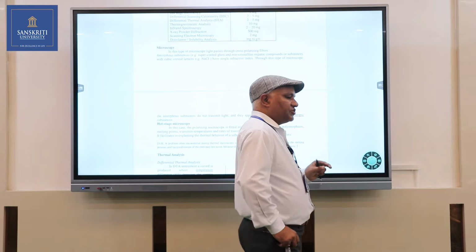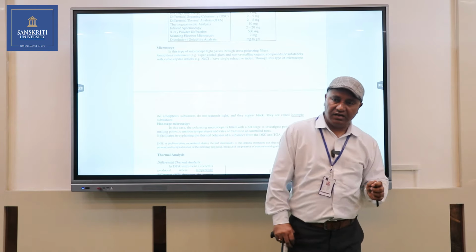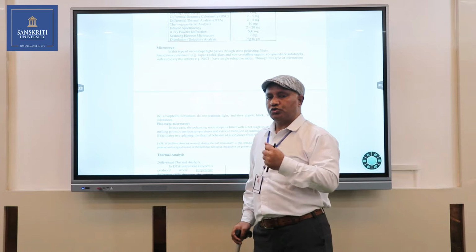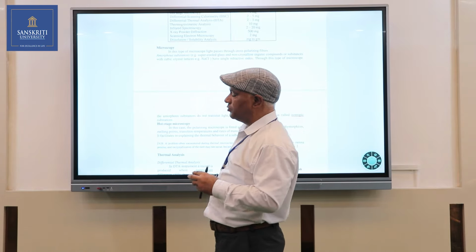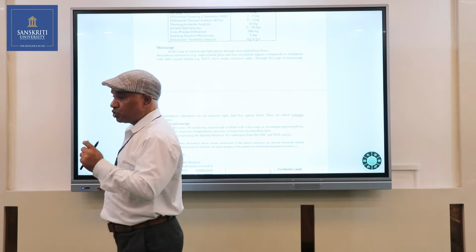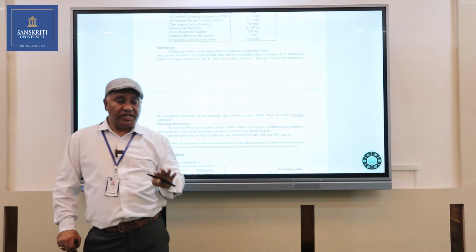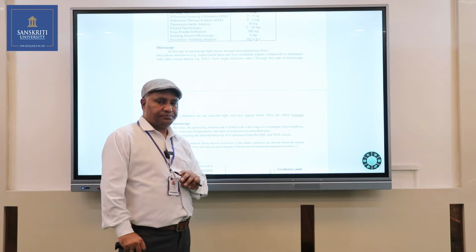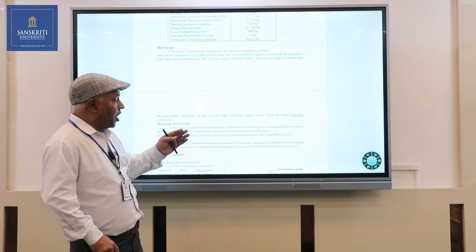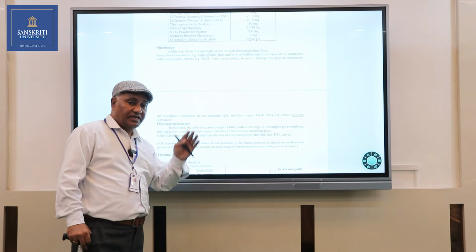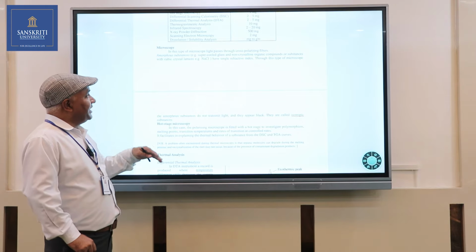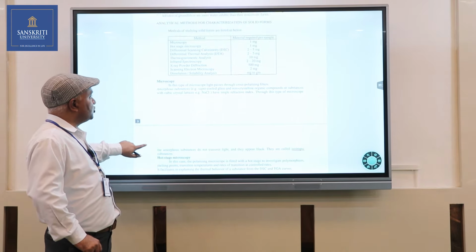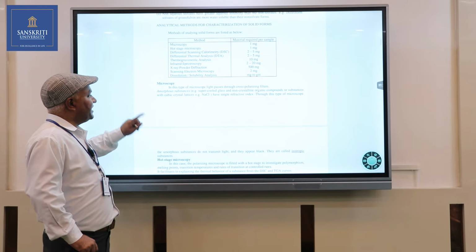Now if the particles are large, then what may be the problem? There may be a problem of absorption, and there may be problems in the formulation also. Therefore we need to reduce the particle size up to a certain limit. Now the question arises: how much can we reduce the particle size? Should there be any limit? Obviously the answer is yes. It has to be reduced up to certain limits.